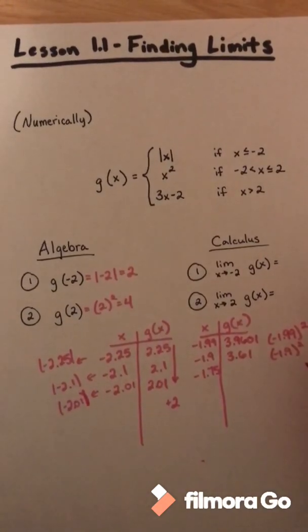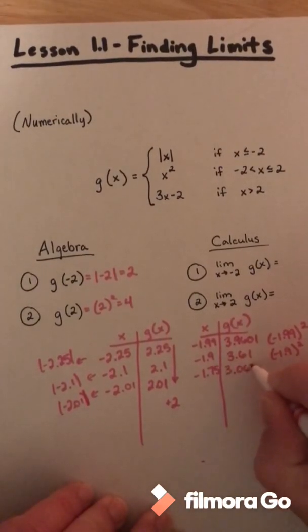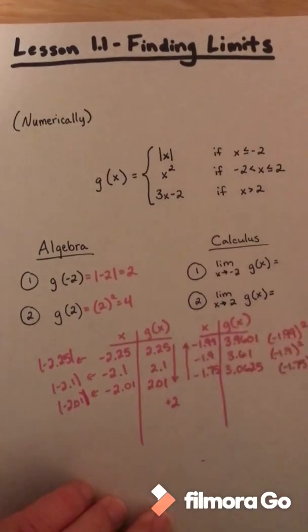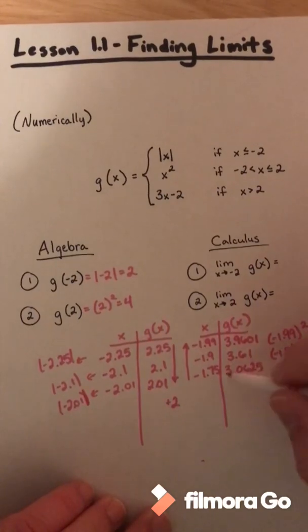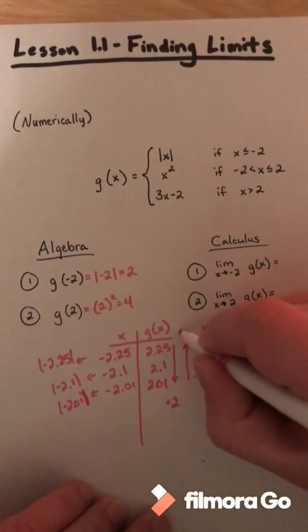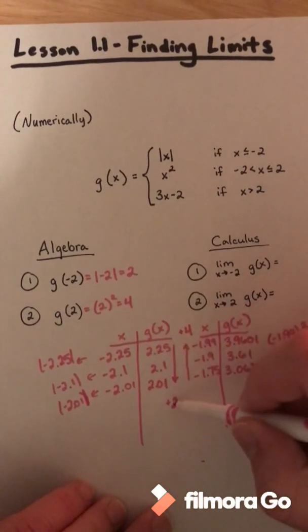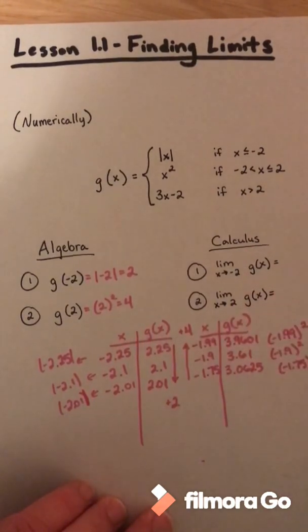And if I square -1.75, I should get 3.0625. Now, if I'm looking this way, if I'm getting closer and closer toward -2, I seem to be actually increasing: 3.0625, 3.61, 3.961. I seem to be increasing toward a +4, not a +2. So while this one is decreasing to positive 2, this one is increasing to positive 4.